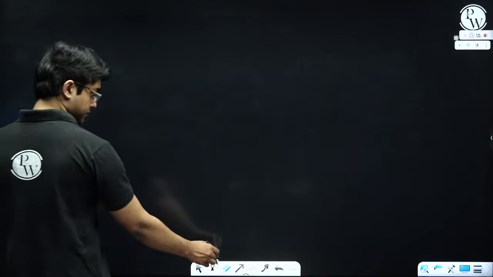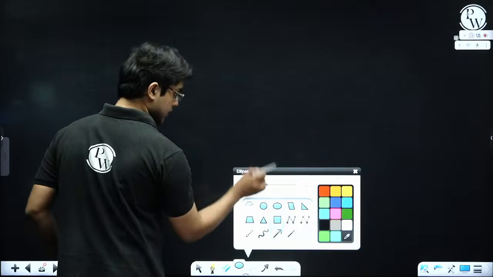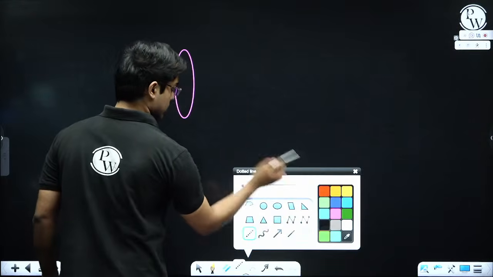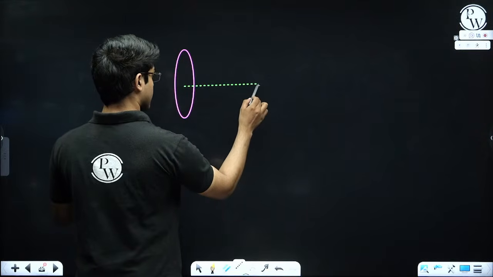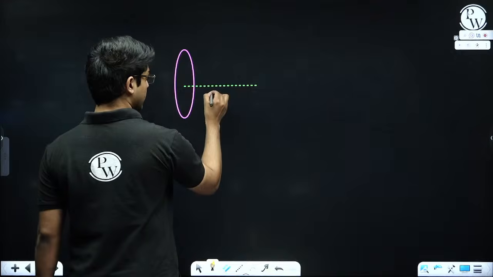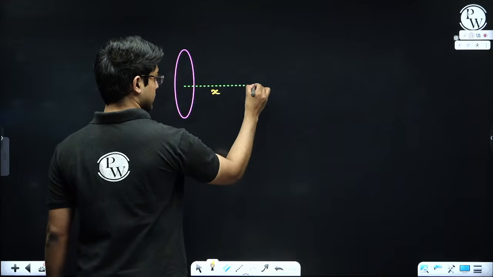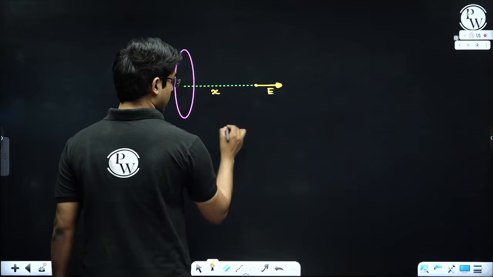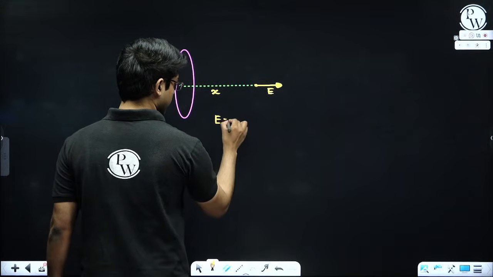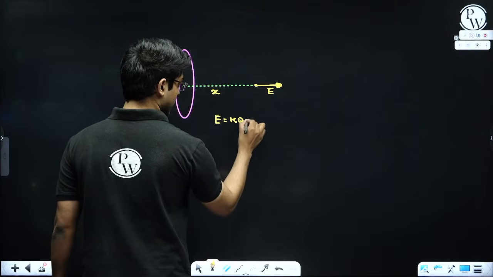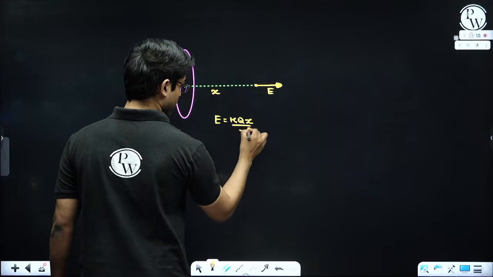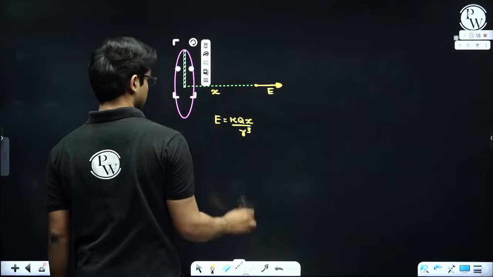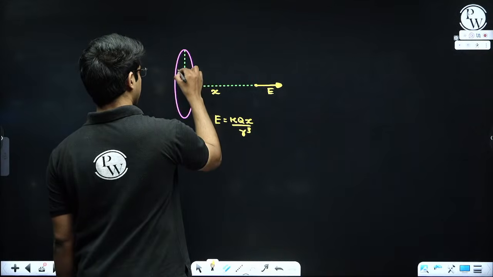So to summarize, for this circular ring, at a point which is at distance x, firstly the field is in this direction along the axis, and the magnitude is given by kQx divided by r cube. This r is not the radius. The radius is actually this one, capital R.